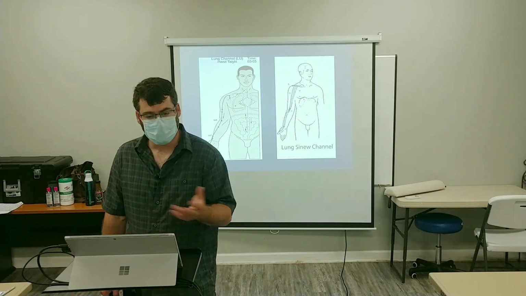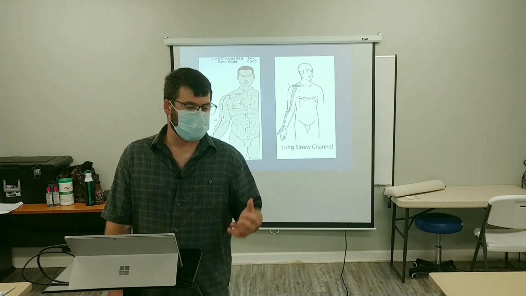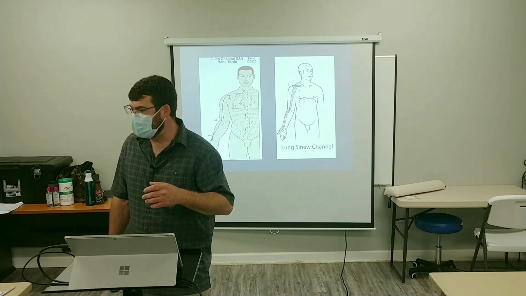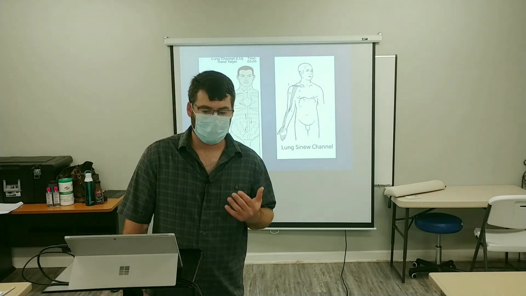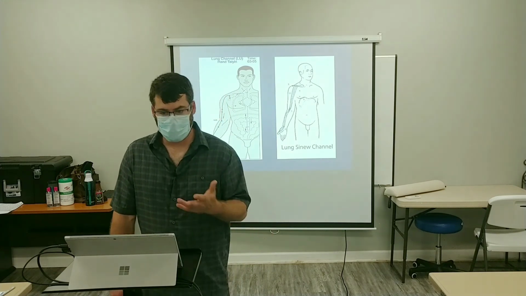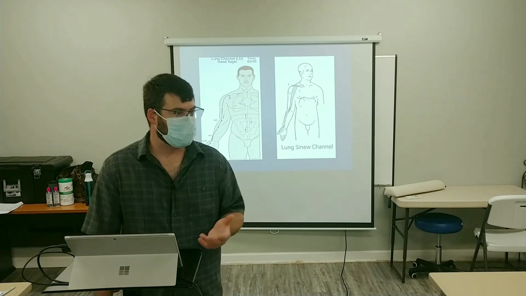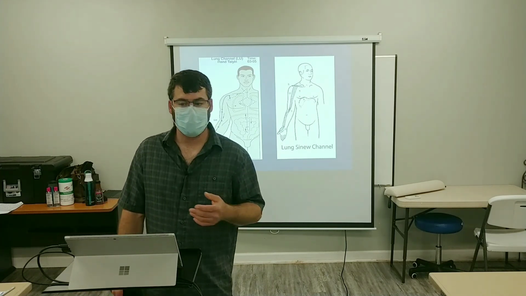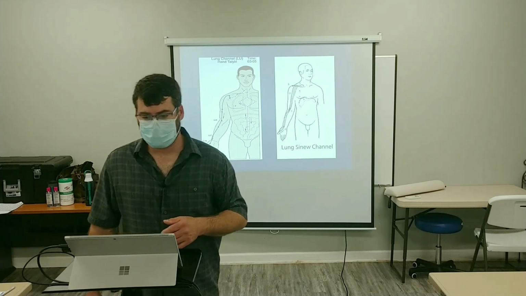So the first channel is the lung channel. All of these have an organ association, but in reality, the organ is only a small part of the system. The Chinese do not call this the lung channel. They call it the hand tai-yin channel. And that's up here. It's on your handout for this channel.